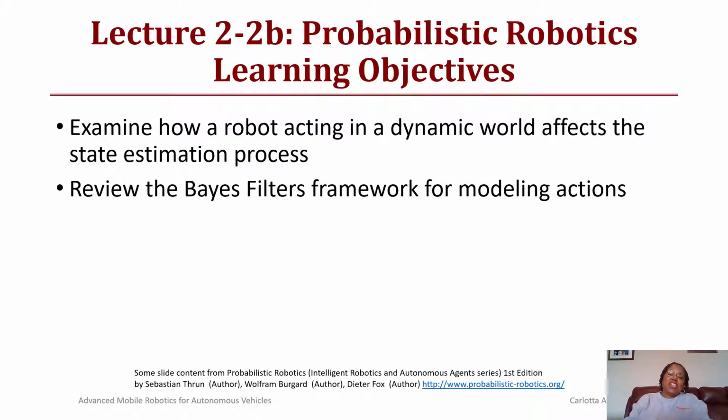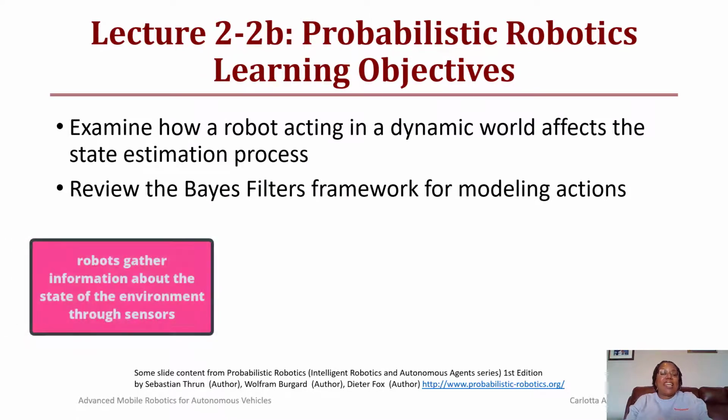Welcome to Lecture 2-2B on Probabilistic Robotics, and we're going to look at modeling actions today. We're going to examine how a robot acting in a dynamic world affects the state estimation process, and then review the Bayes filters framework when we add in this modeling of actions.